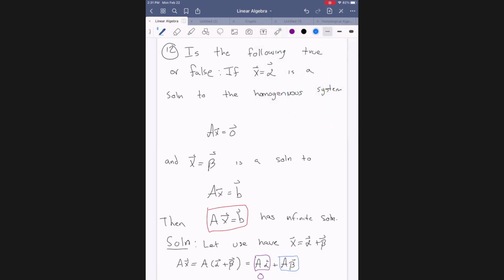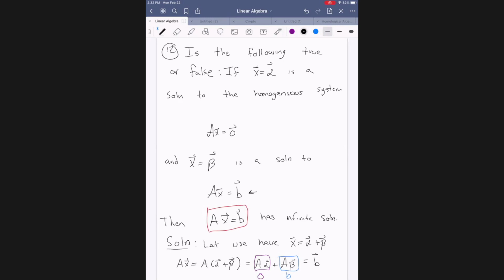What about this guy? Well, it should be there, right? So what should that blue box be? Yeah, B, which means that this entire thing is going to equal B, right? So do you agree that x equals alpha plus beta is a solution to this? I plugged in alpha plus beta and it gave me B, so it is a solution, right?